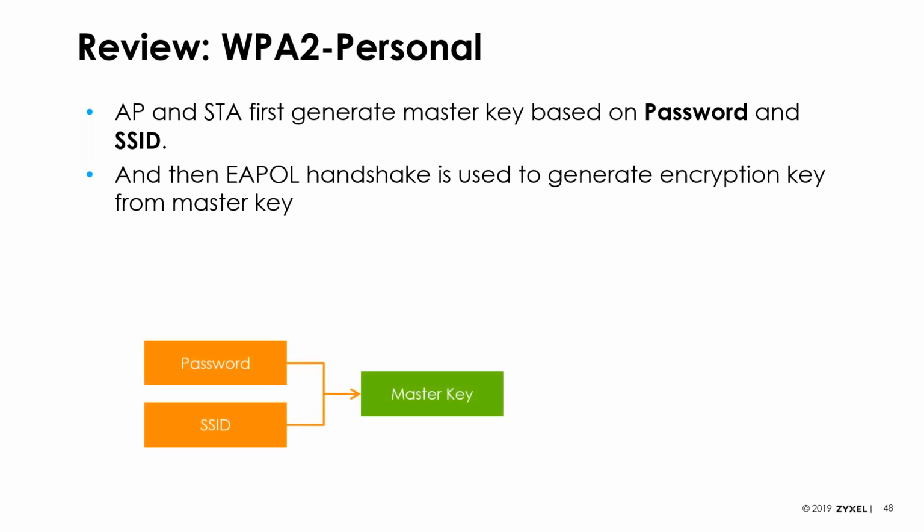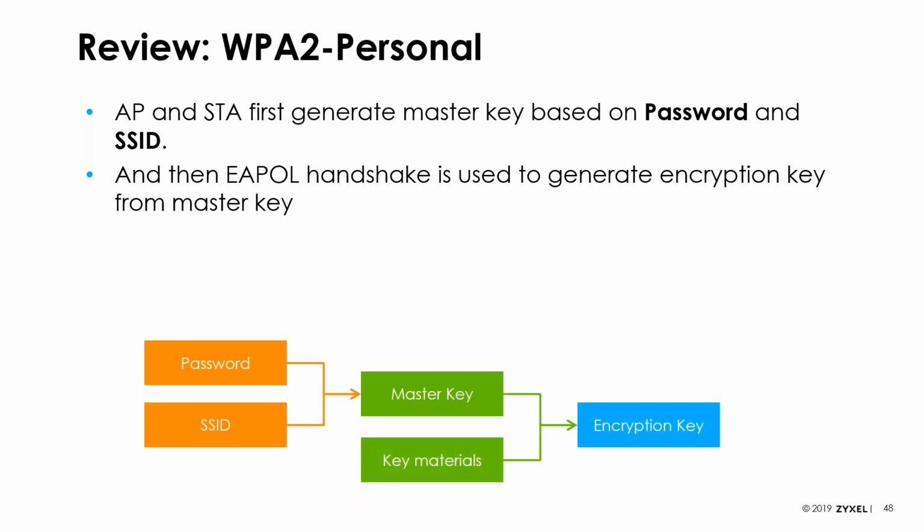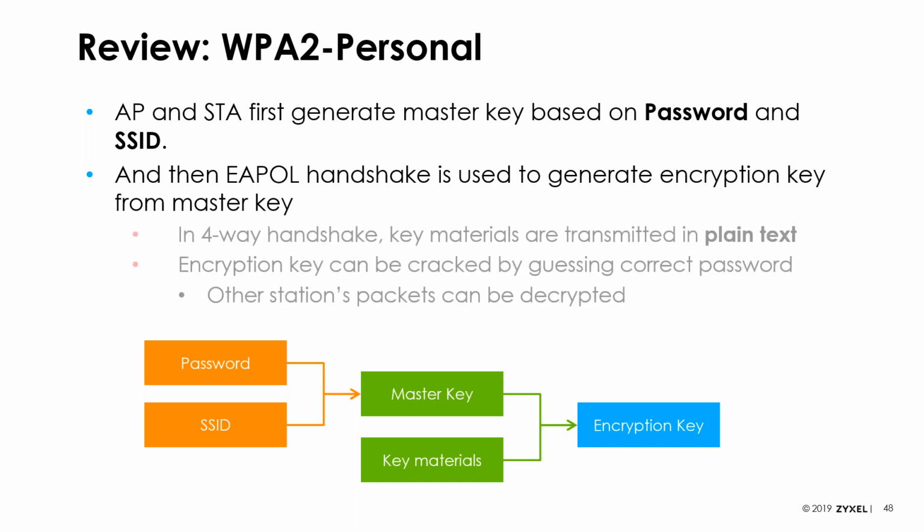All right, so WPA2 personal includes a password and an SSID, which it generates a master key from, and included with key materials, it equals the encryption key. So a summary: the key materials are in plain text and can be cracked.